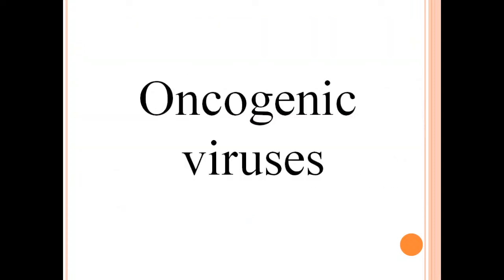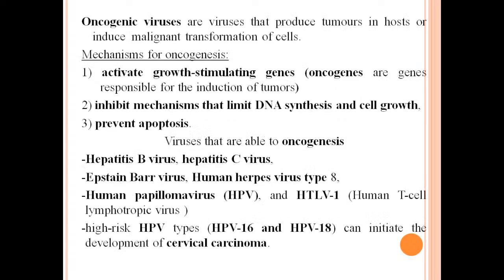And the last group of diseases that we discuss today are oncogenic viruses. Oncogenic viruses are viruses that produce tumors in hosts or induce malignant transformation of cells. Mechanisms for oncogenesis: the first one, oncogenic viruses activate growth-stimulating genes. Oncogenes are genes responsible for the induction of tumors. The second one, oncogenic viruses inhibit mechanisms that limit DNA synthesis and cell growth. That's why human cells grow without apoptosis. And another mechanism is when oncogenic viruses prevent apoptosis. Apoptosis is cellular death.